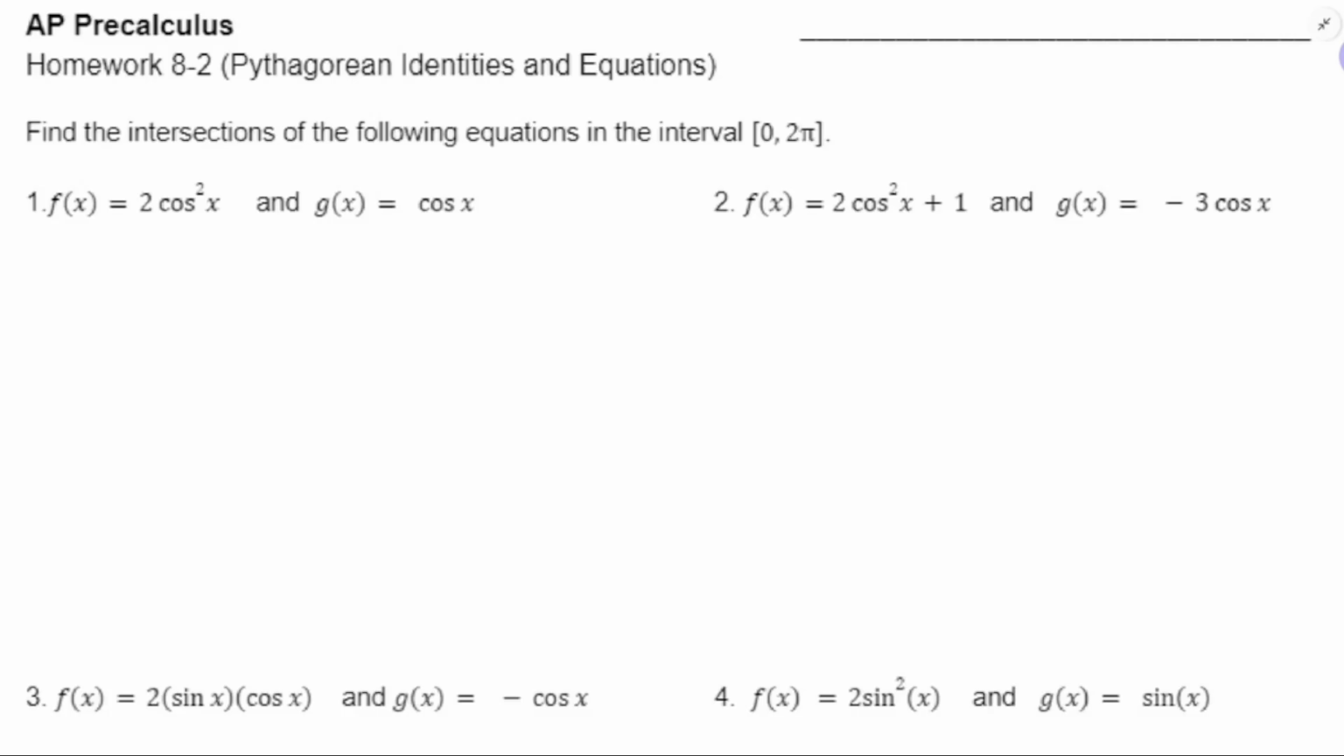Welcome. In this video, I'm going to be working AP Pre-Cal Homework 8.2. So we're going to be solving some slightly more advanced trig equations, ones that require Pythagorean identities, and doing a little bit of "show that" type problems that show that one function is equivalent to another.